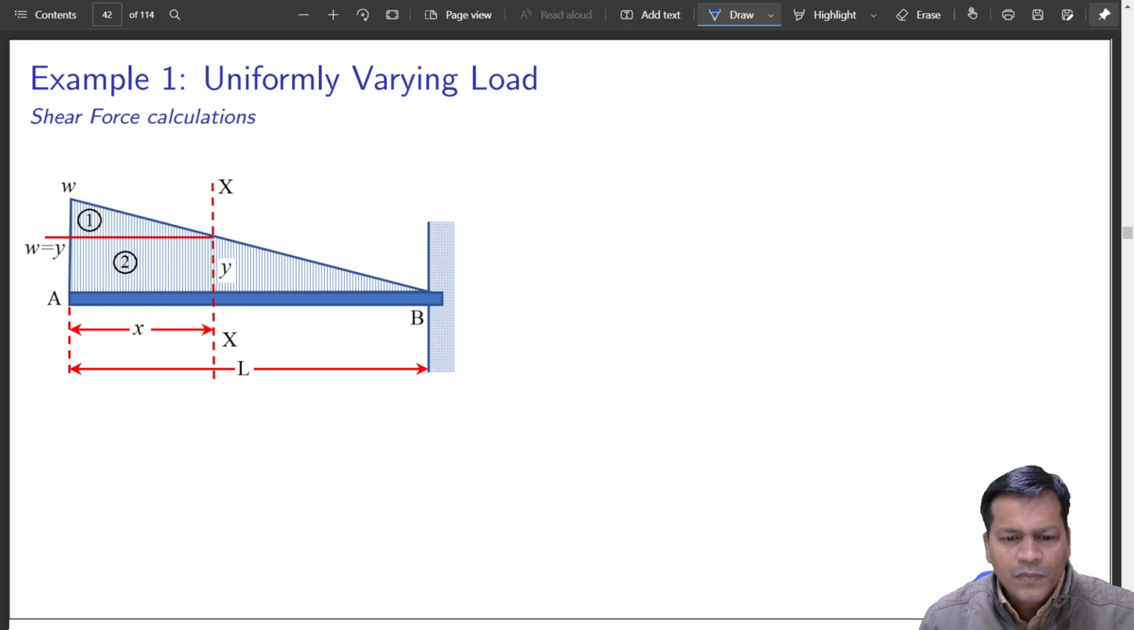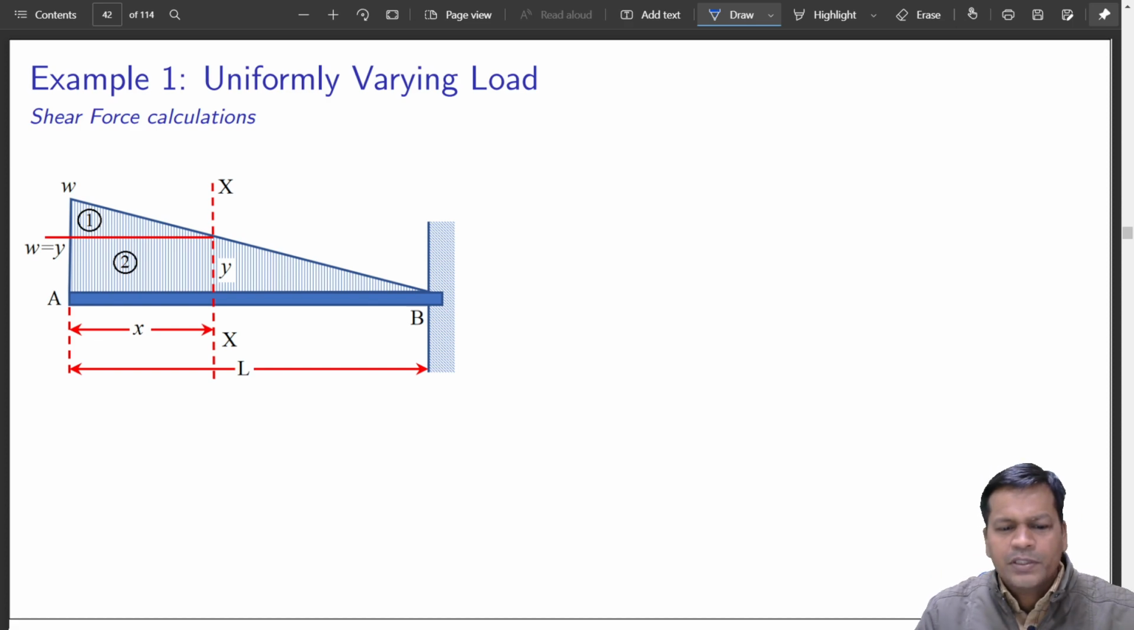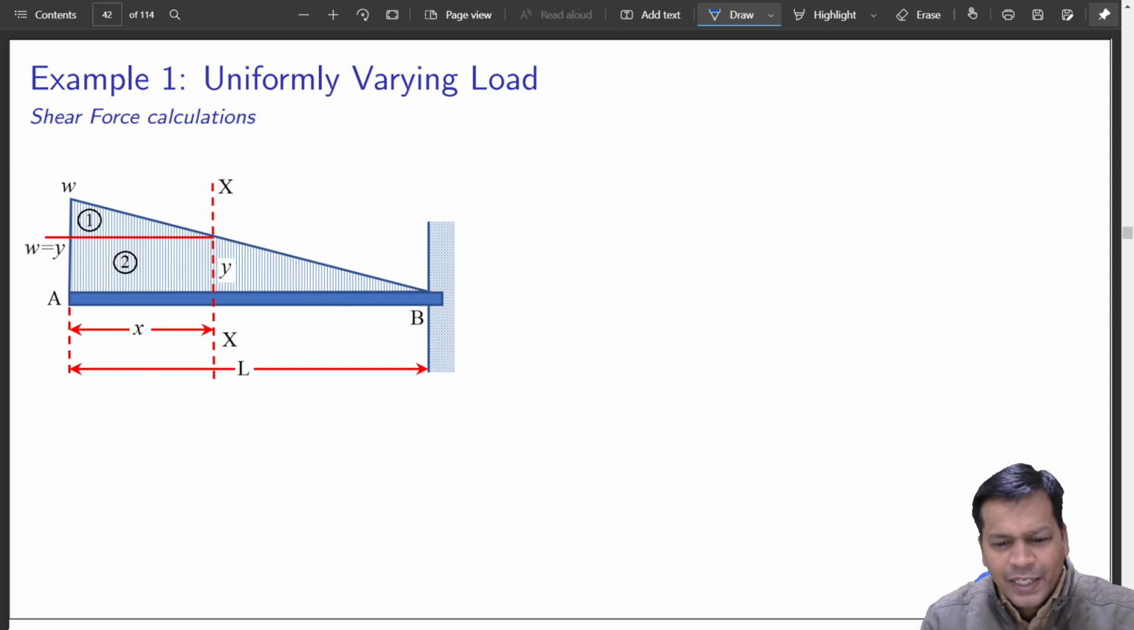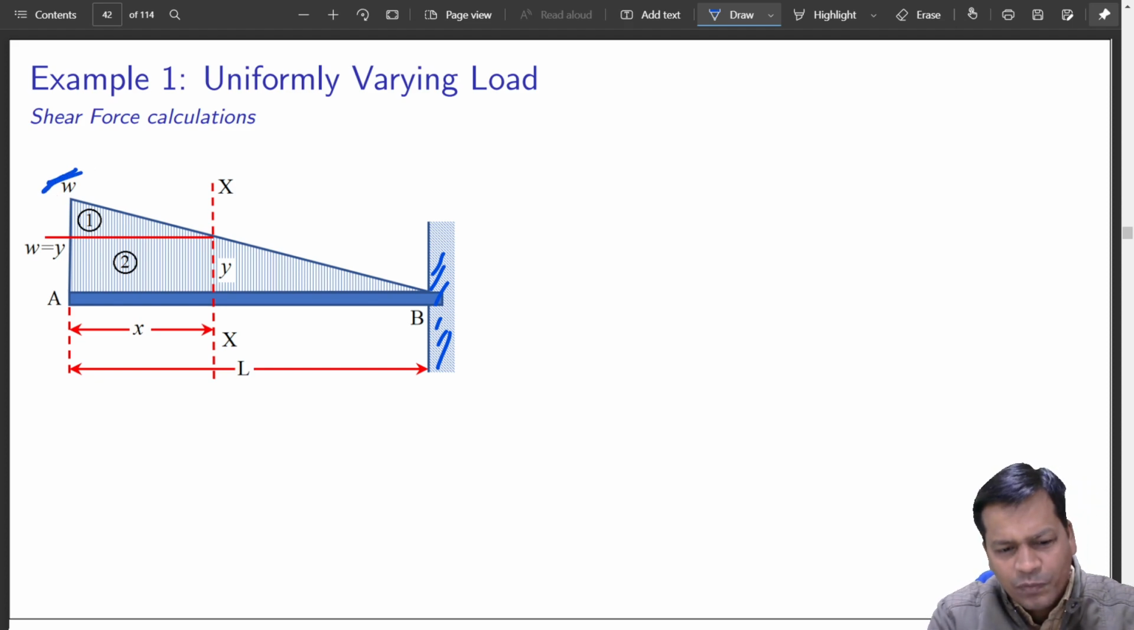This is an example when your load is not uniformly distributed, it is a varying load, but this time the load is varying in a linear fashion, like a straight line. This is a cantilever which is fixed at one end. It is loaded by W, but W itself is not uniform, W is gradually decreasing. At B it is equal to 0, at A it is maximum. I want to find the shear force and bending moment for this.